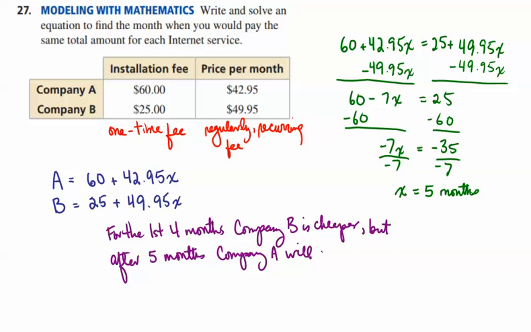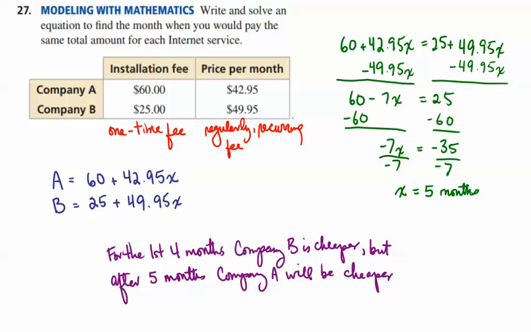So we want to be able to look at the values, both the one-time fees and the recurring fees, and see if we can tell which one will be cheaper in the short run and which one will be cheaper in the long run. And this is a type of problem that we will be coming back to again and again. It is a very important type of problem in this section, along with the motion problems. All right, I'm going to scroll down and go on to the next example in this video.